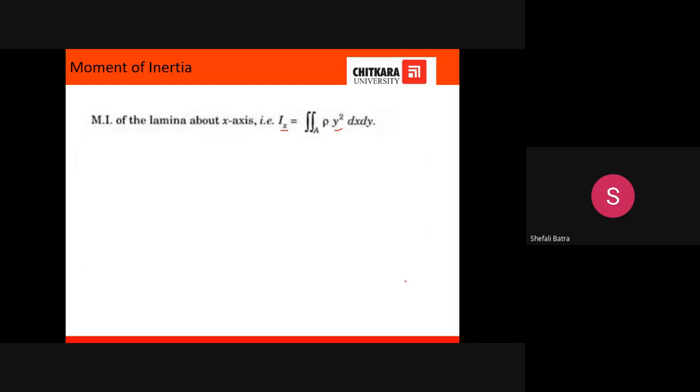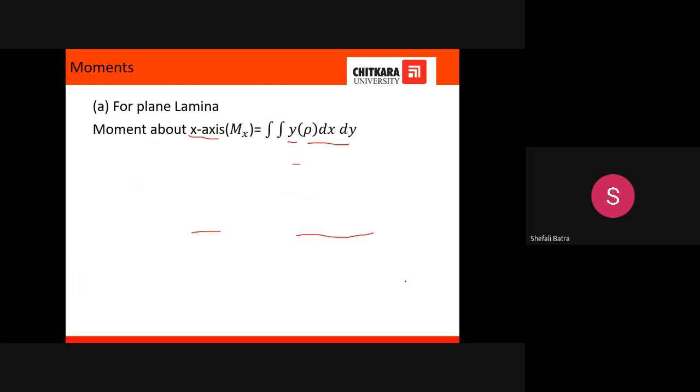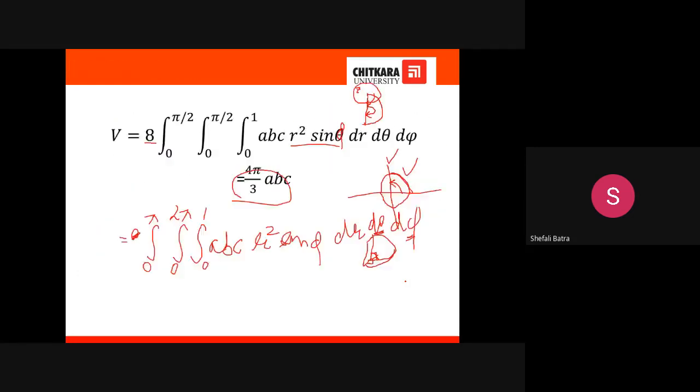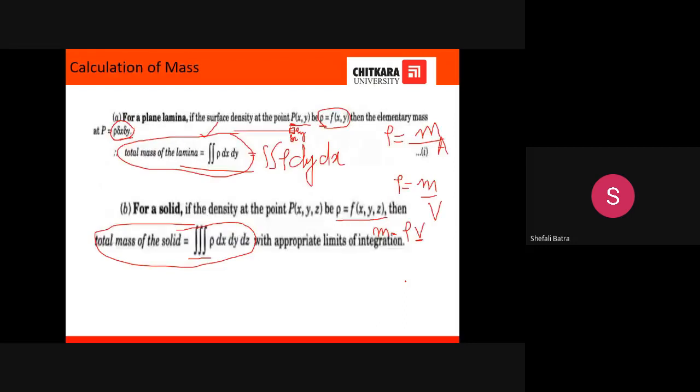See, in every formula, density is required. For the calculation of mass, you will remember it like this. Okay? Rho dx dy. Rho dx dy dz. Two dimension is area, three dimension is volume. In every formula, you'll be using density. Right? So density plays an important role.